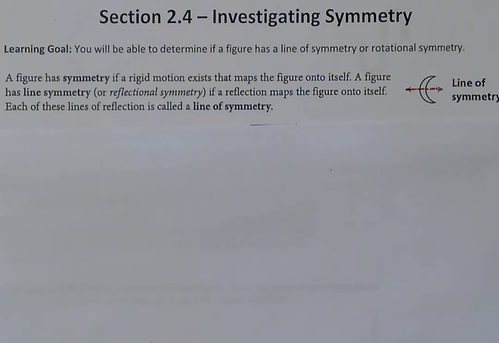So if a shape has a line of symmetry, it's where you can cut the shape in half and you could fold it back onto itself. Some shapes do not have any lines of symmetry, and we'll take a look at those as well.